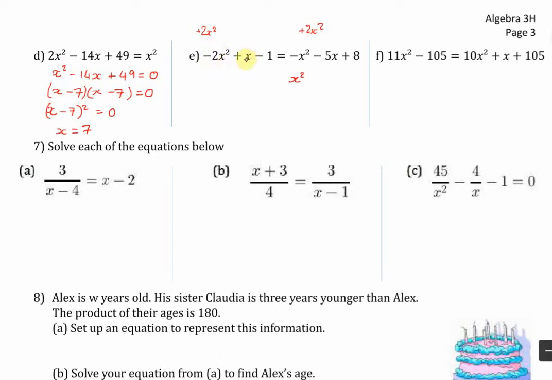We're then also going to, seeing as we've decided we're going to keep all of our quadratic over on this right hand side of the equal sign, we're going to get rid of this x by subtracting x from both sides, and that would give us minus 6x now. And we're going to get rid of this negative 1 by adding 1 to both sides, and that would give us plus 9. And now we've got 0 on the left.